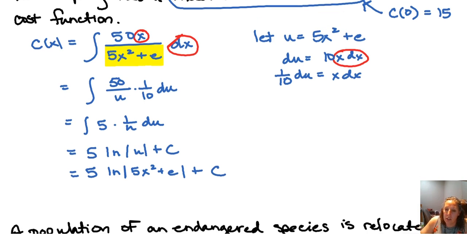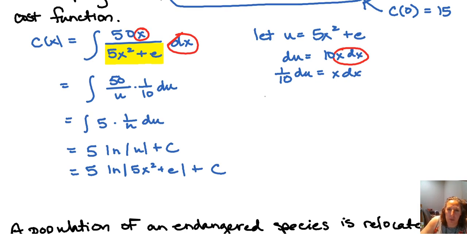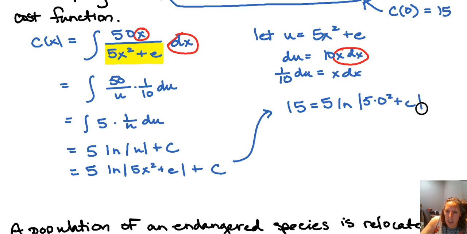I'm going to go over here and do it. So our cost is 15 when x is equal to 0, so we'll get 5 times the natural log of 5 times 0 squared plus e inside the absolute value, plus c. We are solving this for that constant of integration c. So inside the absolute value, 5 times 0 squared plus e, that's just e, and natural log of e is just 1.